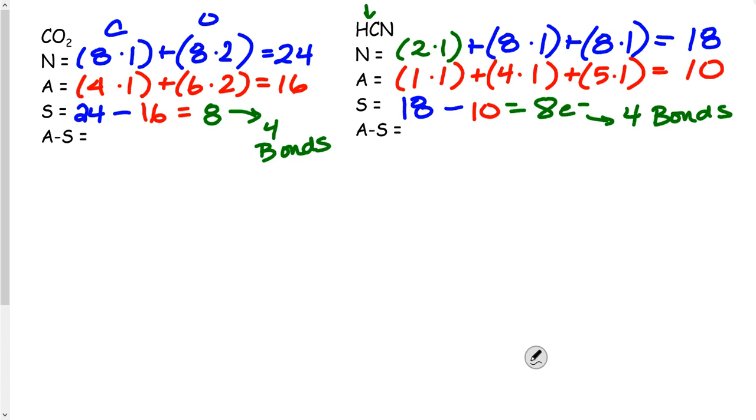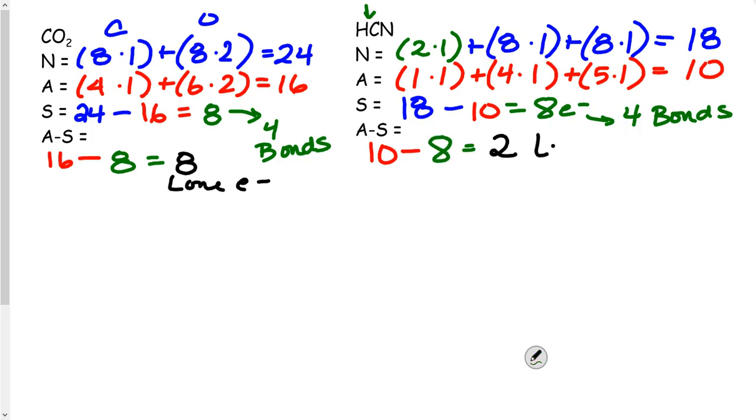Carbon dioxide, 16 minus 8 gives us 8 lone electrons for that one. And our last one is 10 minus 8, which gives us 2 lone electrons. That helps us gain some confidence with figuring out our calculations.